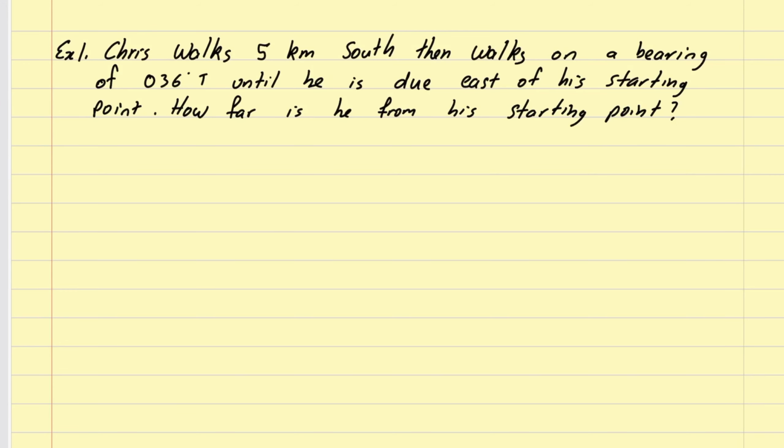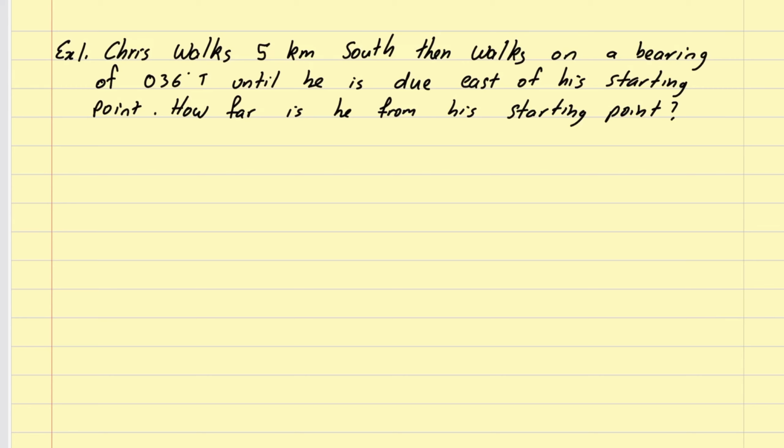So now we're going to be doing some examples related to bearings. Example number 1. Chris walks 5 kilometers south, then walks on a bearing of 36 degrees true. So now we're dealing with true bearings. Until he is due east of his starting point. How far is he from his starting point?